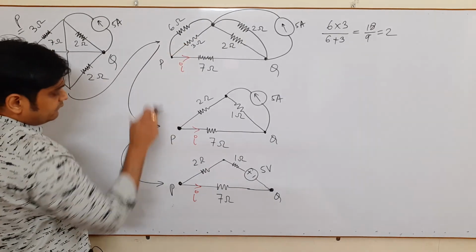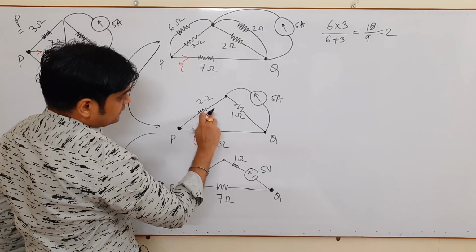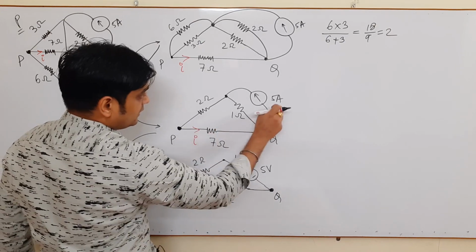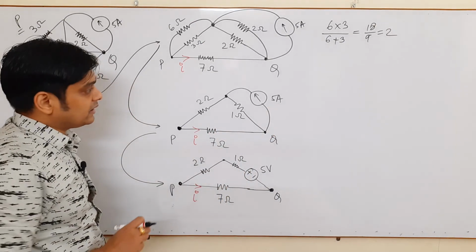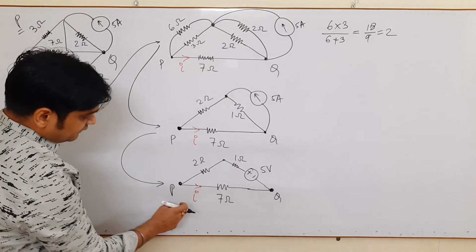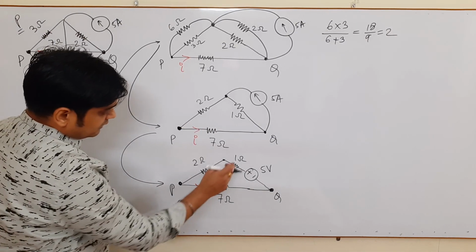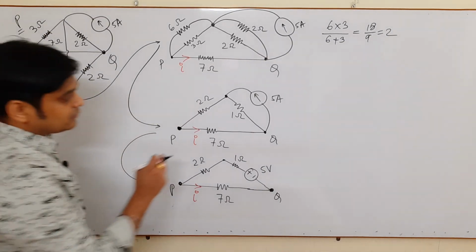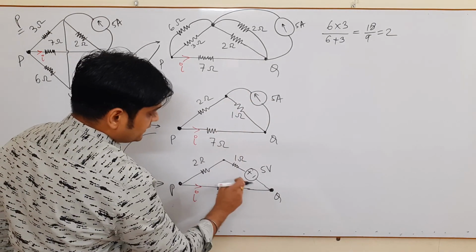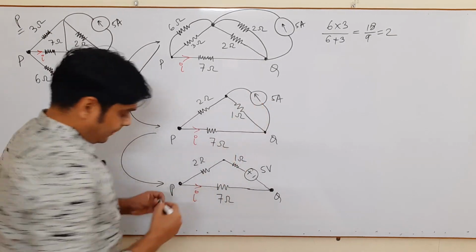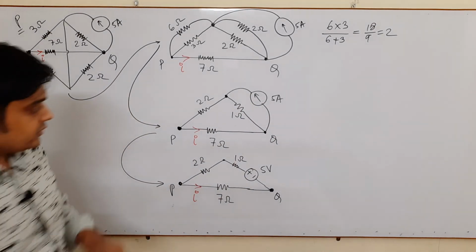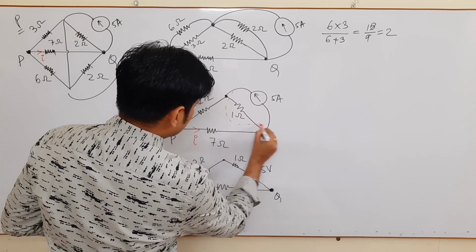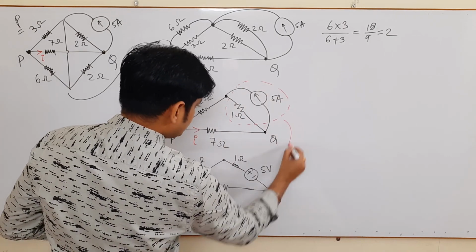So I have redrawn this network here. Again, this is 2 ohm, 1 ohm, this is 7 ohm between P and Q, the current is I, and this is your current source 5 ampere. Now I just redraw this network here. Again it is 2 ohm, 7 ohm, 1 ohm, 5 ampere, and this is now the final network. Now the question comes to your mind, sir, how did you convert this portion into this form?